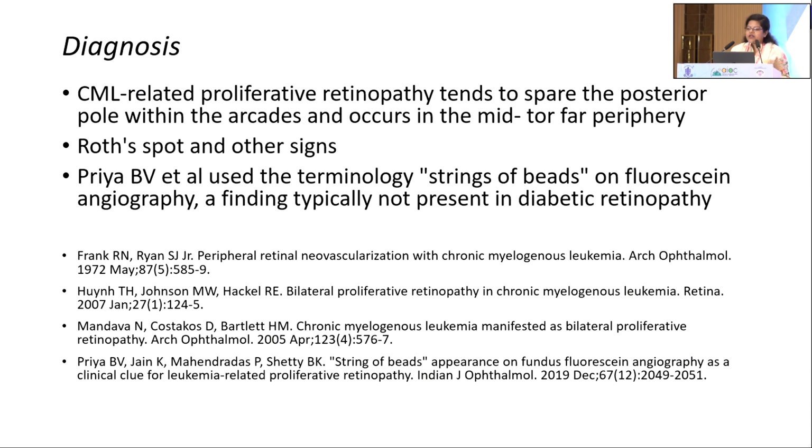Usually it is said that the posterior pole is involved and it spreads far across the periphery. We should carefully look for Roth spots and other signs of CML. Priya Vivi et al. have used the terminology string of beads sign, which I also show in my pictures. In fluorescein angiography, we can notice this string of beads sign. Usually in diabetics we don't find it. It is usually a sign of hyperviscosity. In some CRAO and resolving CRVO, you can find these clinical pictures. So diagnosis is very important.